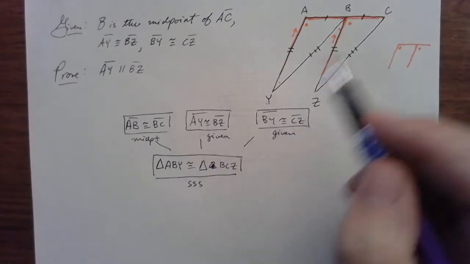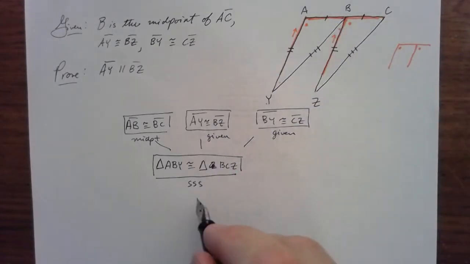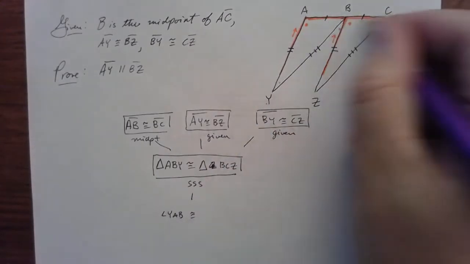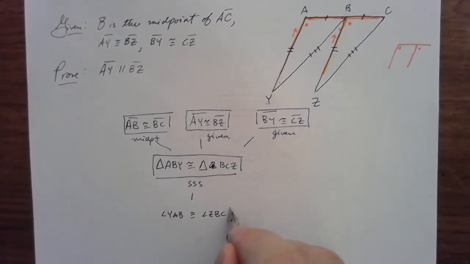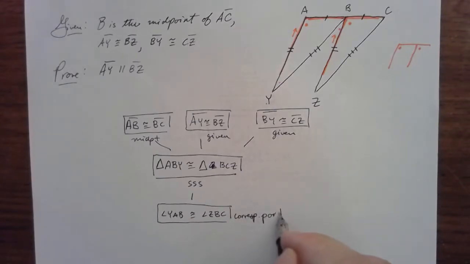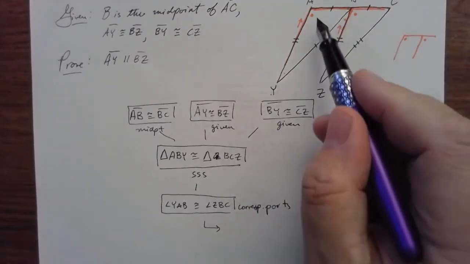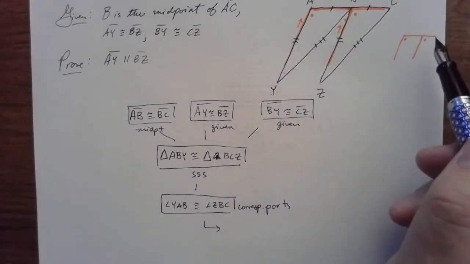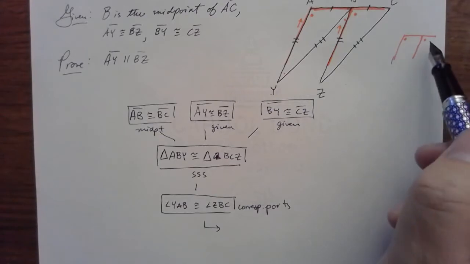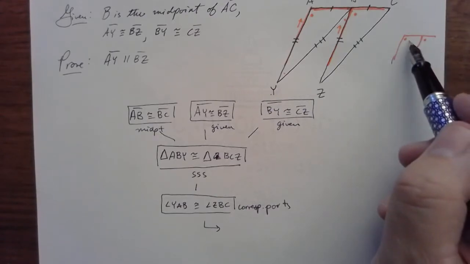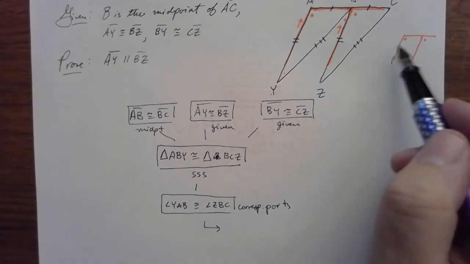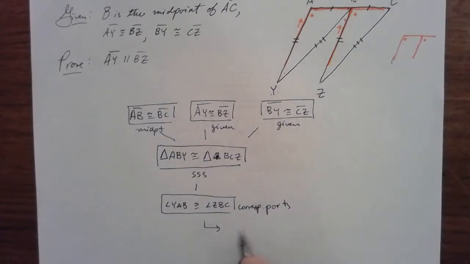I can, from the fact that these triangles are congruent, deduce that these angles must be the same. This is angle YAB is congruent to angle ZBC. That's corresponding parts of my two triangles. And therefore, from that, because these corresponding angles, now it's the different sense of corresponding between these two parallel lines, since these corresponding angles are congruent, that must mean that these two lines here must be parallel, which is my goal. So therefore, AY is parallel to BZ.